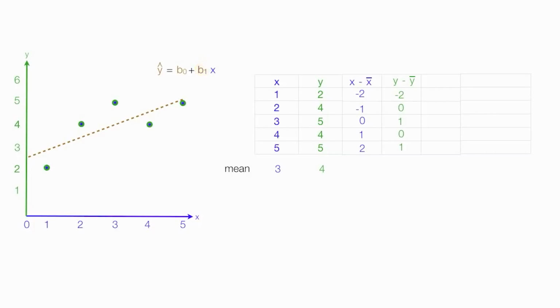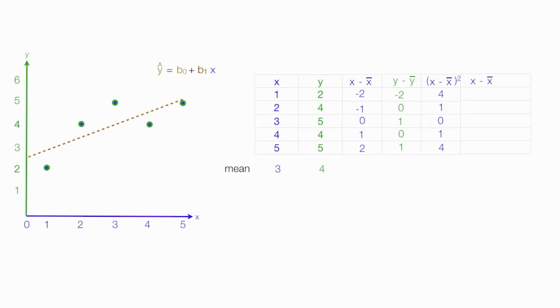So we take this column, x minus x bar, and we square it. We take all these values and we square them all. Negative 2 squared is 4. Negative 1 squared is 1. 0 squared is 0, 1 squared is 1, and 2 squared is 4.